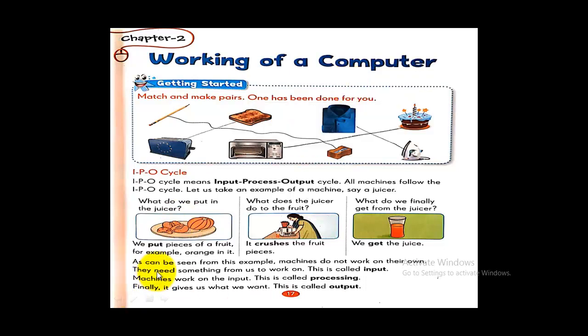Now as can be seen from this example, machines do not work on their own.